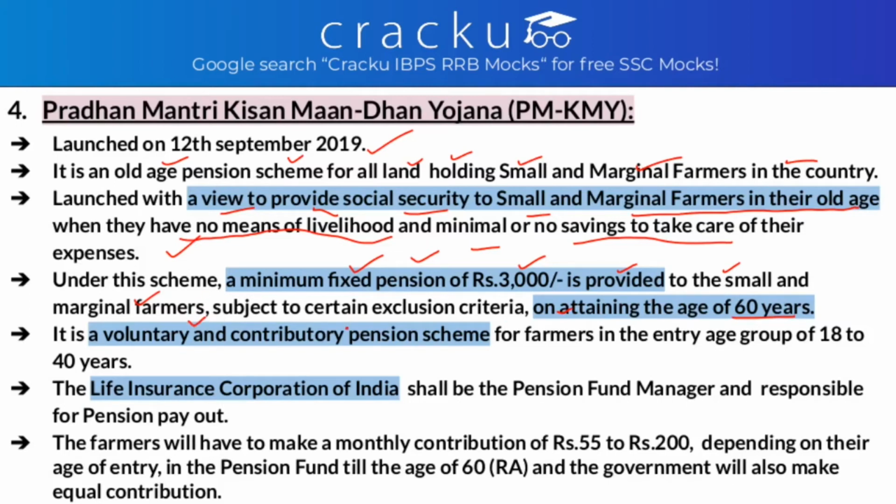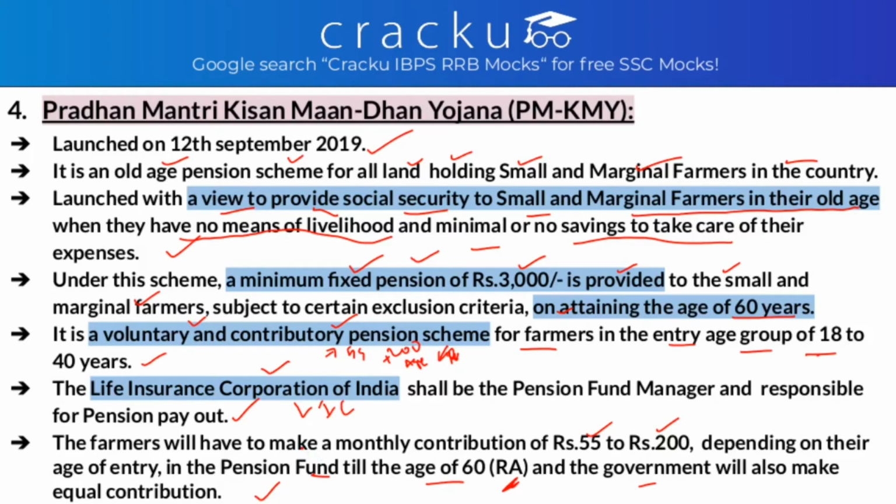It is a voluntary and contributory pension. Why voluntary and contributory? First, you need to pay from 55 to 200 according to your age of entry, and contributory as the government will be contributing the equal amount. So this is a voluntary and contributory pension scheme for farmers in the entry age group from 18 to 40 years. And who is the pension fund manager here? It is the Life Insurance Corporation of India, or you can say LIC India, and they are responsible for the pension payout. The farmers will have to make a monthly contribution of rupees 55 to rupees 200 depending on their age of entry in the pension fund till the age of 60, that is retirement age, and the government will also make an equal contribution. So this is Pradhan Mantri Kisan Mandhan Yojana.